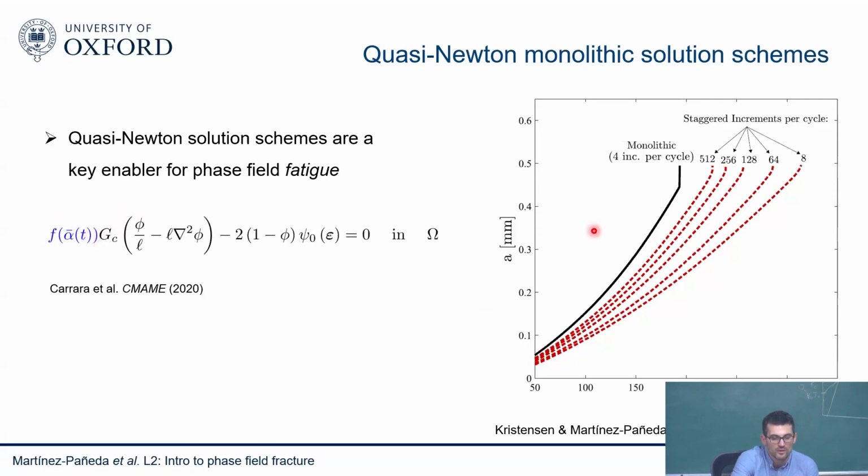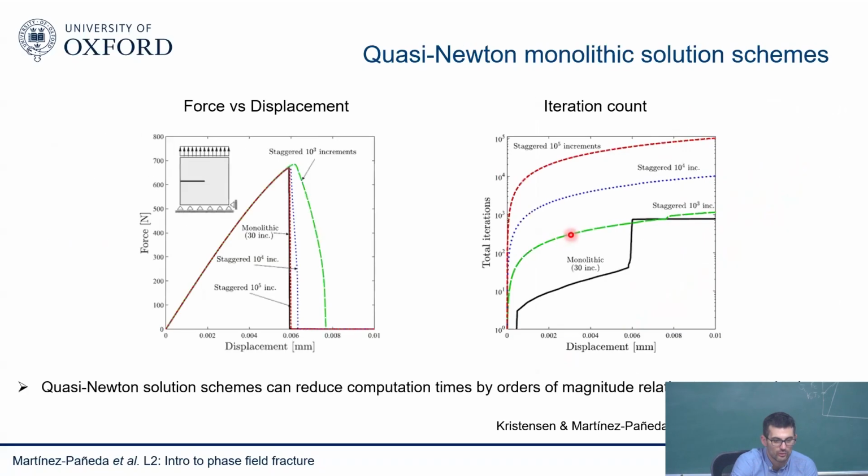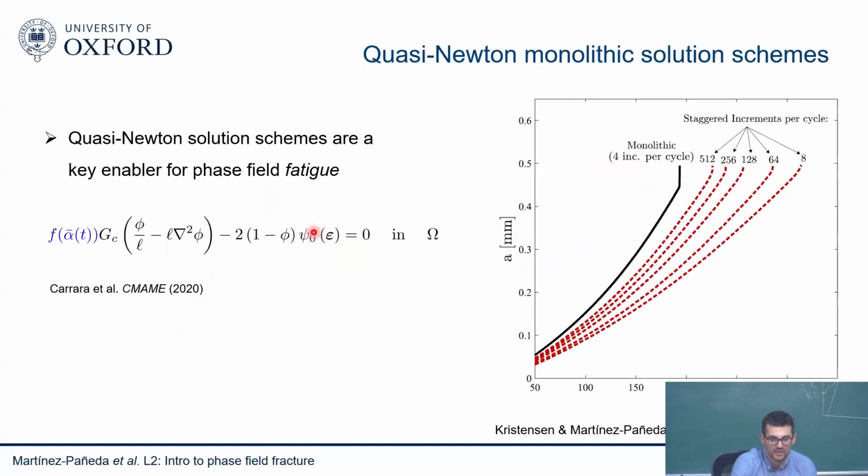But here, it's important that you use these techniques, because if you use a single-pass staggered scheme, you are accumulating errors every cycle. So this little error that you don't care about, in fatigue you do care because you're accumulating it every cycle, and you can see here that you need hundreds of increments per cycle, and of course we're going to run millions of cycles. So basically these quasi-Newton monolithic solution schemes are a key enabler, I think, of phase field fatigue models.